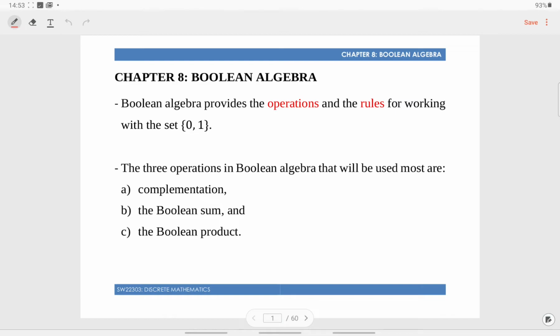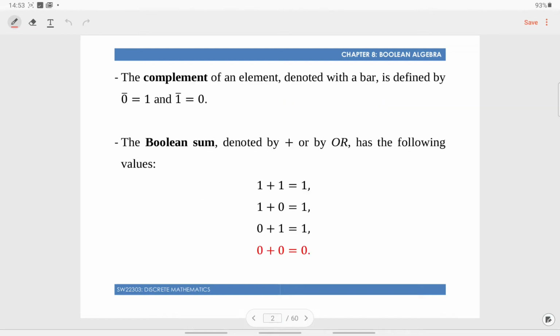The three operations in Boolean Algebra that will be used are, the first one is the complementation operation. The second operation is Boolean sum, and the third operation is Boolean product. We start with the complement operation. The complement of an element is denoted by a bar. We have 0, so this is the bar notation. This is 1, so this is the bar notation. The complement of 0 is equal to 1 and the complement of 1 is equal to 0.